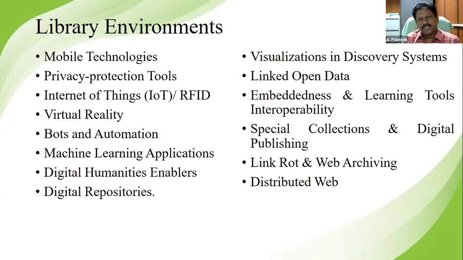So whatever information you want to discover or retrieve, it should be available in visualization manners, and linked open data, that is linking from one server to another server, and embeddedness, learning interoperability, and special collections, etc. And linked to route, web archiving, distributed web. So distributed web means one website is linked with another.